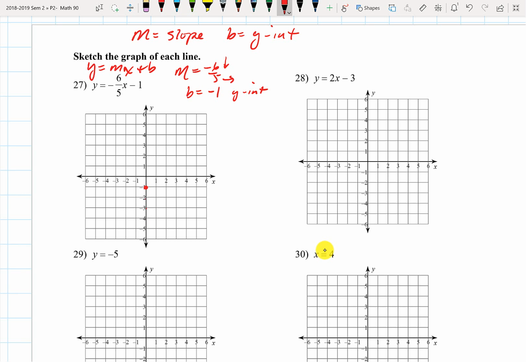Down 6, 1, 2, 3, 4, 5, 6, and then right 5. 1, 2, 3, 4, 5. So it's approximately here. Let's reverse it though. Let's go up and left.